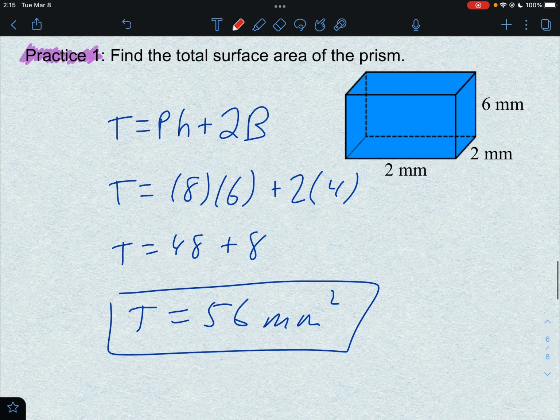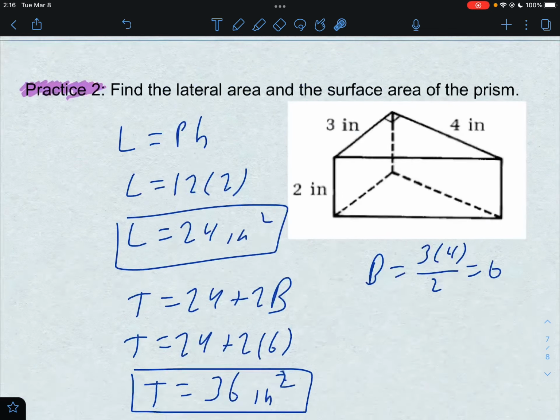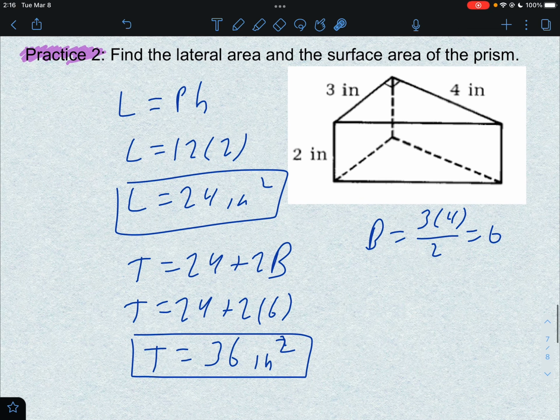Here is the answer for your first practice problem. Now, you may have done all of this work differently, but your final answer should still be the same, 56 square millimeters. And finally, the answer for number 2. Now, this work should not have all been done differently. This should be exactly what you have written down here.